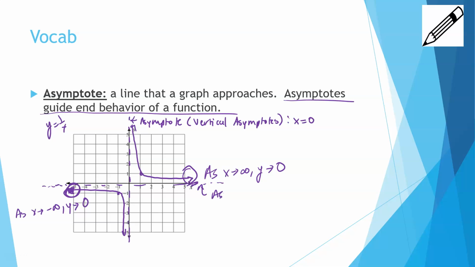And this is another asymptote. It's actually a horizontal asymptote. And so because it's horizontal, it's going to be y equals 0. So those are the key characteristics of 1 over x.